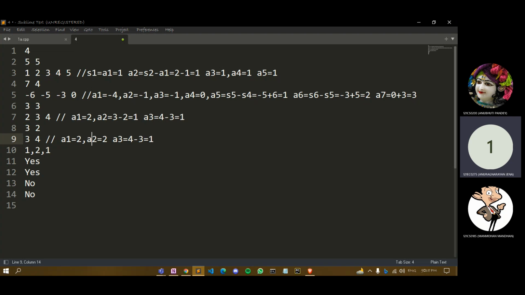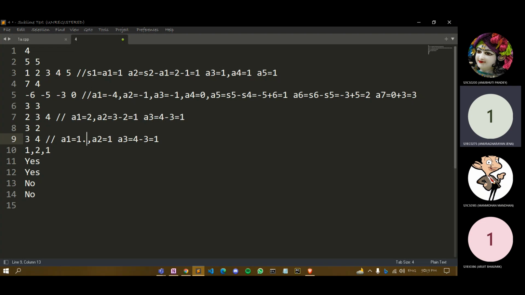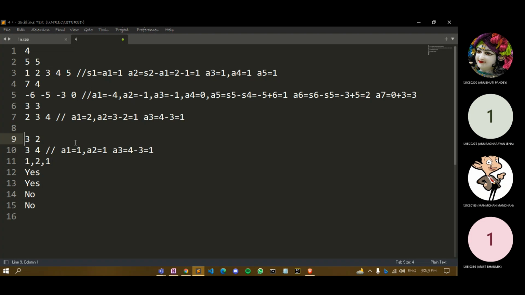Then again we can try 2, then 1. Since you can't make it an increasing array, we can then try 1.5 and 1.5, which is again not possible, as it's given in the question that it should be an integer. So it's also ruled out. It means you cannot make it an increasing array in any way you try. So here the answer is no.